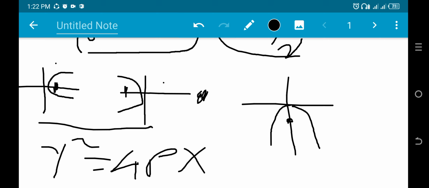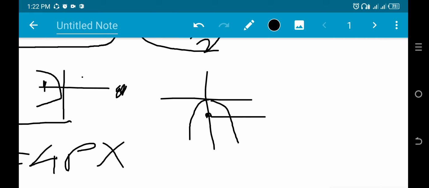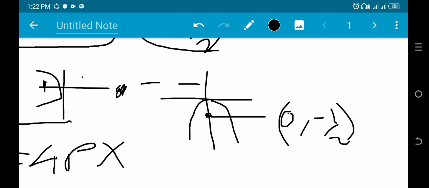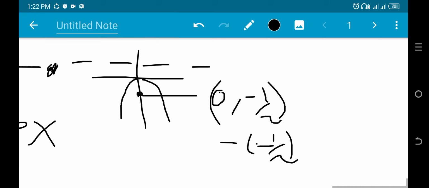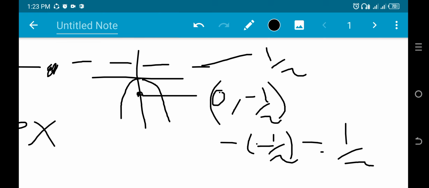Now where is our focus? Our focus is here, and our focus is negative half. So our coordinates are 0, negative half, because x is 0 and y is equal to negative half. Then we have the directrix. The directrix is just the negative of the focus. So negative of negative half is just positive half. So the directrix here is just 1 over 2.